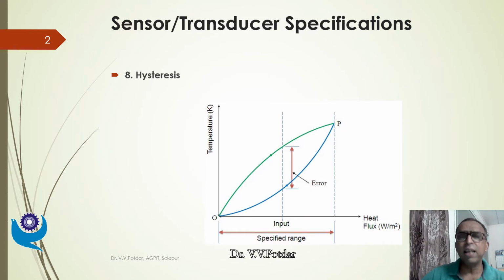This is a bit exaggerated figure, just to make you understand the meaning of hysteresis error. Actually, the variation will not be that much. It might be to the tune of maximum 5% of the full scale. At 50% of heat input, earlier I was getting a temperature of, let us say, some 40 Kelvin. I might get 50 Kelvin when I am taking reading in the descending order. So this much is the hysteresis error.